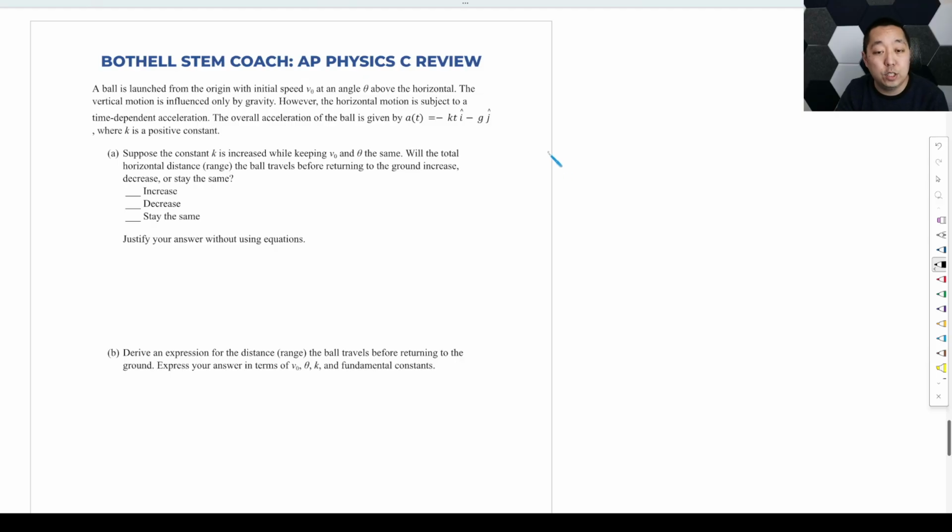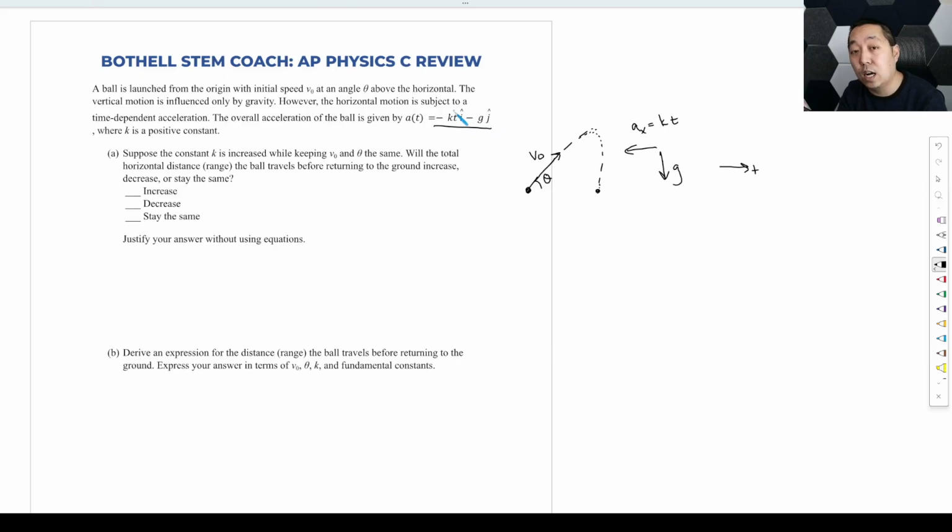Ball is launched from origin with initial speed v0. So it's launched from the origin, v0 at angle theta above the horizontal. The vertical motion is influenced only by gravity. However, the horizontal motion is subject to a time-dependent acceleration. The overall acceleration is given by negative kt in x and negative g in y, where k is a positive constant. So this thing's going to come and land in some weird way. We have a downward acceleration of g, and we have a leftward acceleration. The x component of the acceleration is kt to the left, if we say right is the positive direction, right? So this is the x component.